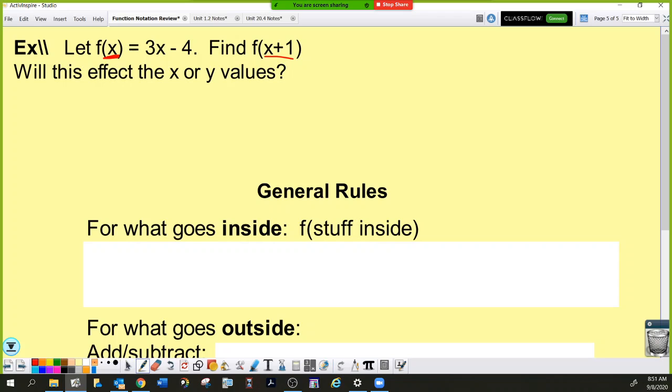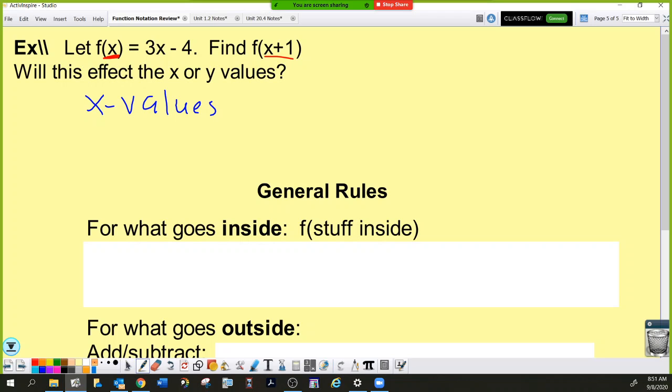This is inside. So earlier in the notes, what I told you was when you change the inside, your job is to replace all of your x's with parentheses and then do the math from there. Whatever I put in the parentheses, you put in the parentheses. Well, this is an inside change. If I change the inside, it affects the x's or the y's, class? Inside changes. So this is going to affect the x values.